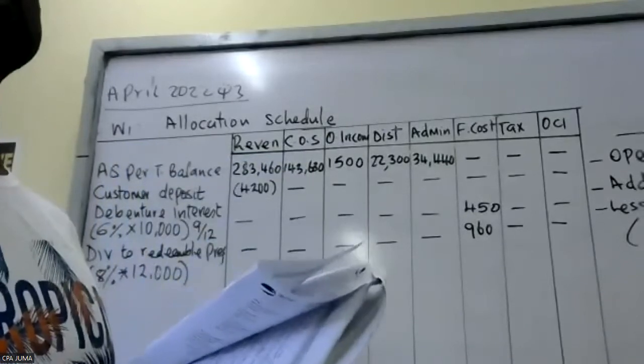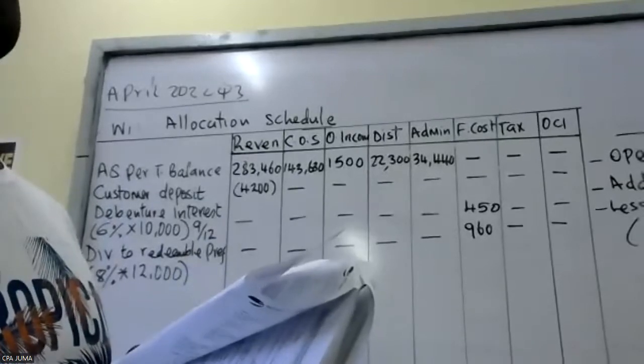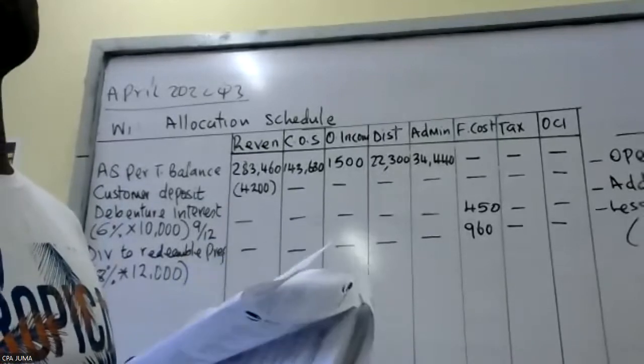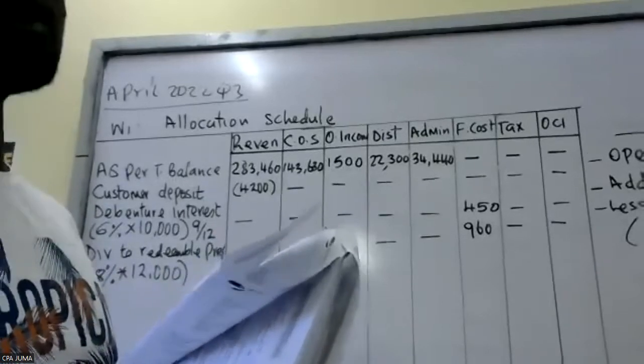So that one will wait. In that note, just circle it out. We will check revaluation gain or revaluation loss. That one will wait a bit. So just hold it. Let's go to number 5.